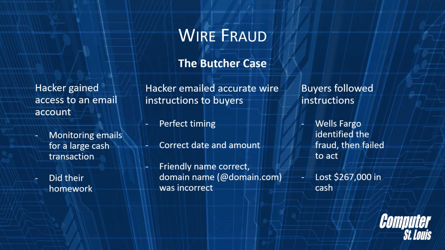In the end, Wells Fargo was unable to stop the wire. They stonewalled. They actually could have helped. There were things that Wells Fargo could have done and failed to do. And in the process, the Butchers were out $267,000 in cash. I believe they wound up having to live with their kids while this lawsuit got resolved. It was a nightmare situation for them.